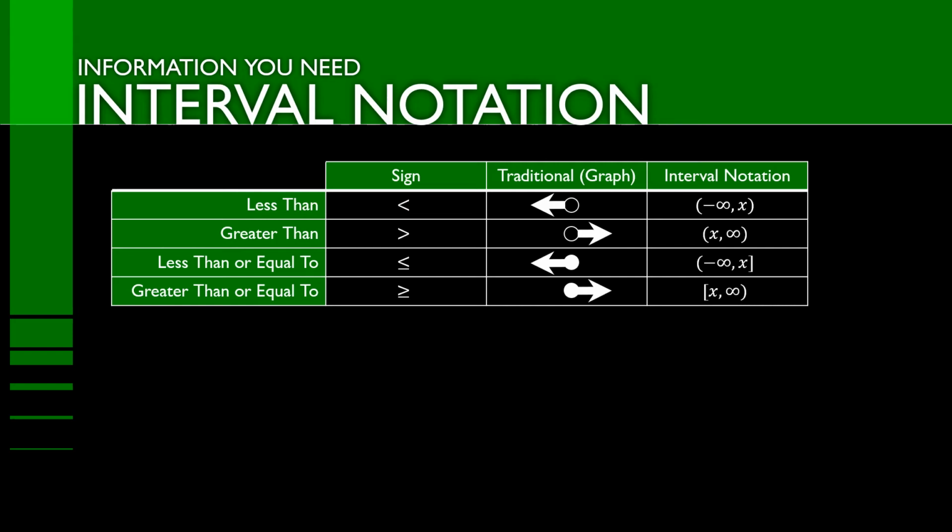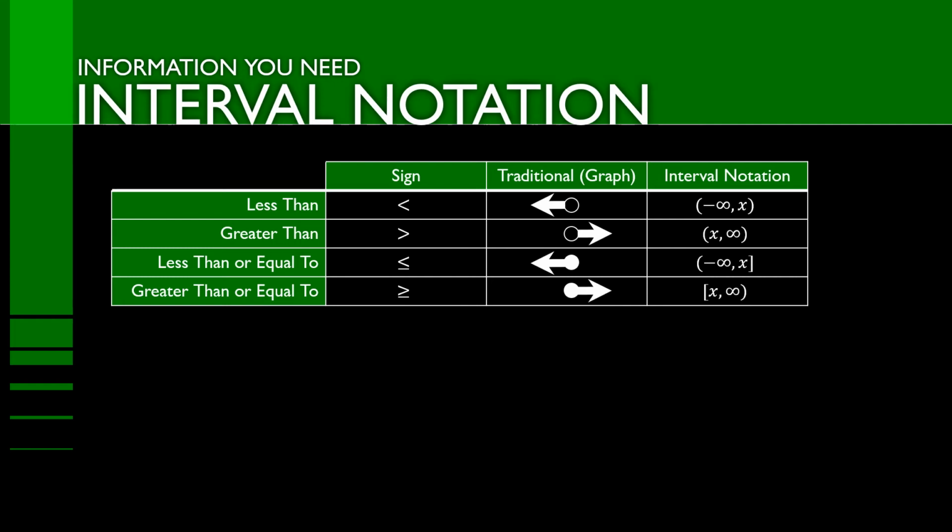So our first sign is the less than sign. And traditionally, with a less than, we would have an open circle with the arrow pointing left. Now, what we're going to replace the open circle with is a parenthesis. So in this case, if you had, say, x is less than 3, you would have your open circle at 3, and it would be going to the left. That arrow pointing to the left is representative of negative infinity.